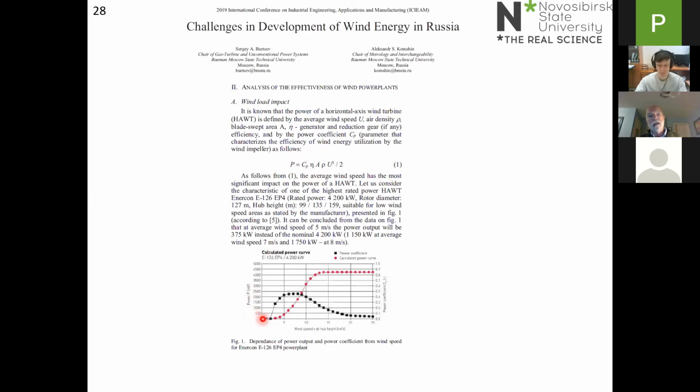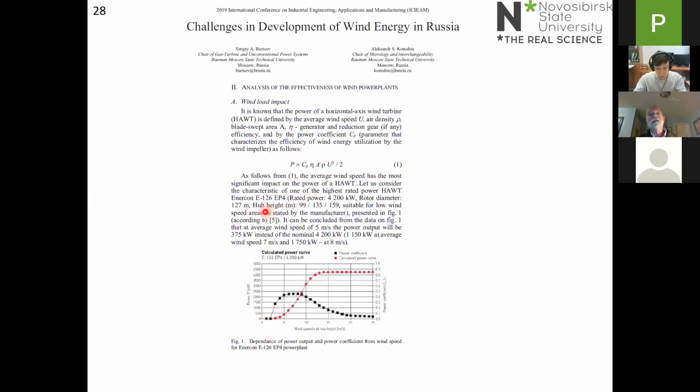If you go down here, you'll see in red a typical power curve for a wind turbine. So you can see wind speed in meters per second and the power output in kilowatts. And this is a 4 megawatt plus wind turbine. And you can see this region here between typically 5 meters per second and 10 meters per second, where the power output increases rapidly with wind speed. Basically, it's this dependence here.